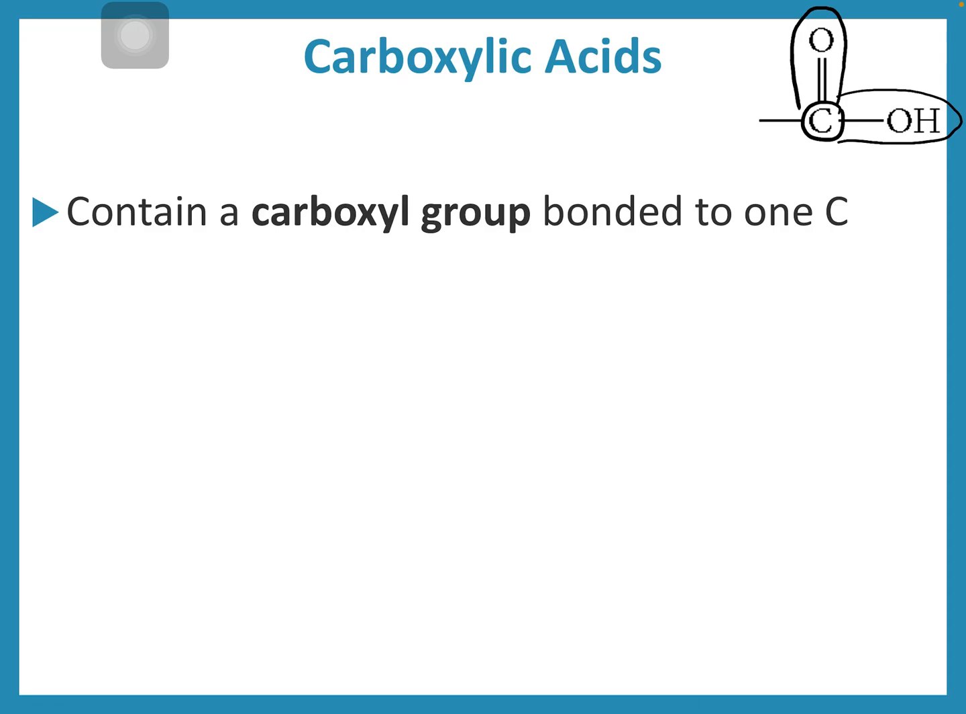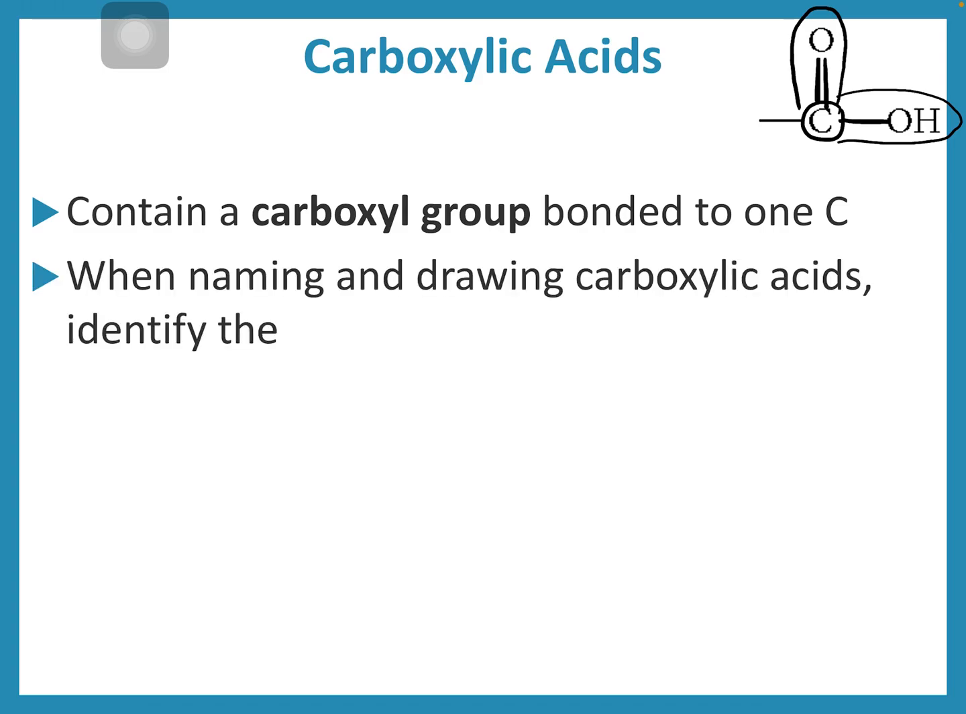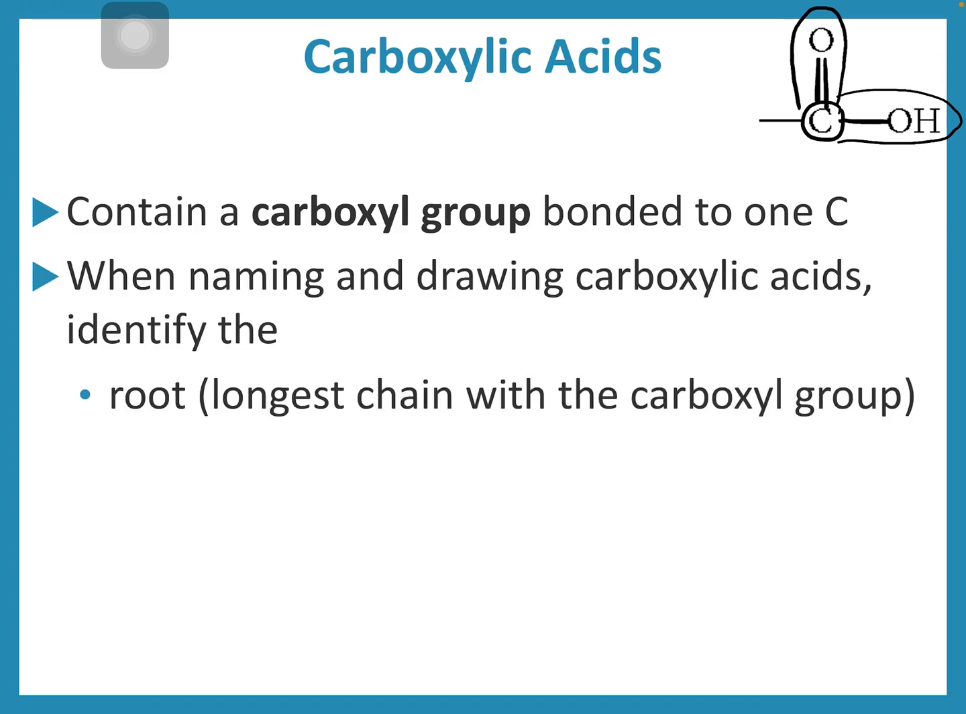Now, because there are two bonds to the oxygen and then one to this oxygen, the carbon only has one other bond that it can make. And so this is always going to be at the end of a compound. So when we're naming or drawing carboxylic acids, we are, as before, always going to identify the root or the longest chain that has the carboxyl group in it. Once again, this carboxyl group needs to be at the end of a chain because this carbon only has one bond free to attach to something.